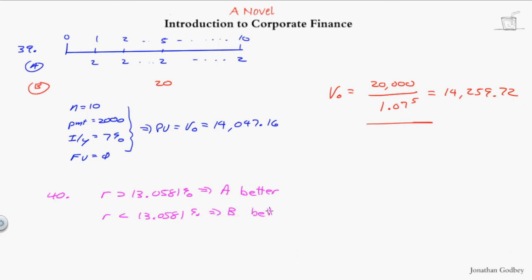And I'm not as interested in you finding that particular number, but what I want you to recognize is that the interest rate can determine what your choice is going to be. It's not always going to be that one's better than the other. It's one better than the other at this particular rate, but sometimes a different rate is going to give you a different answer. Okay, so let's go on to question number 41.